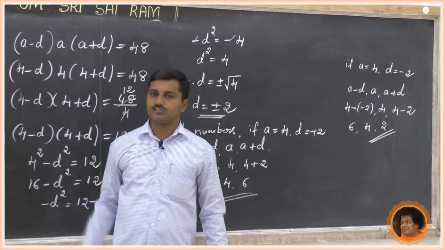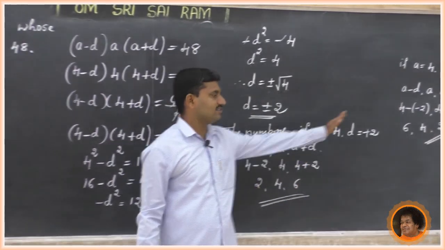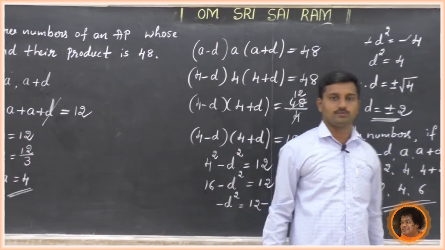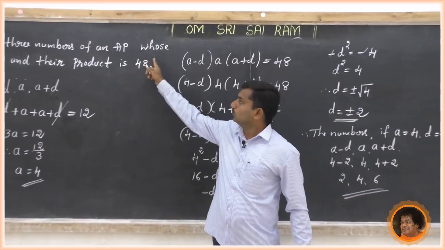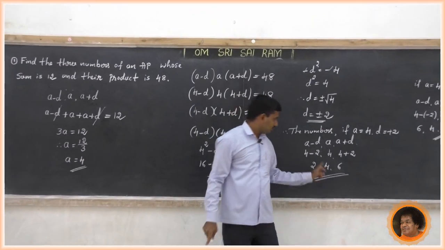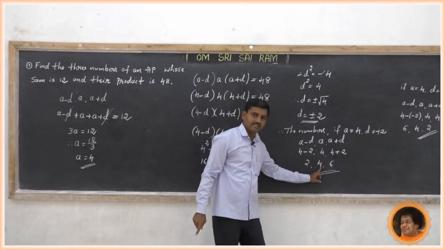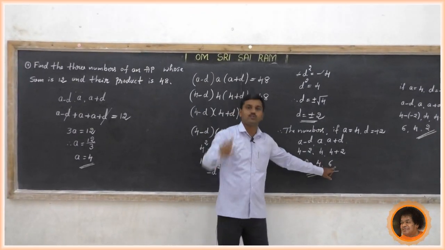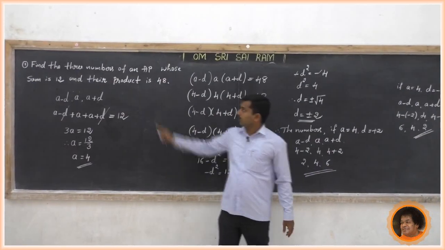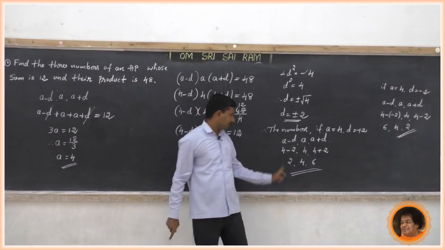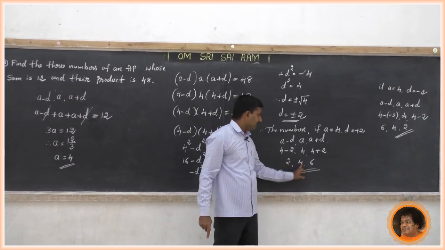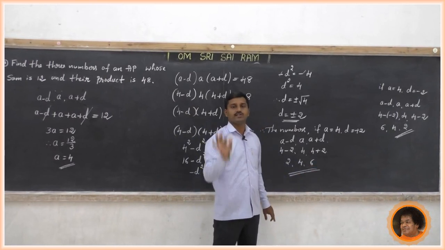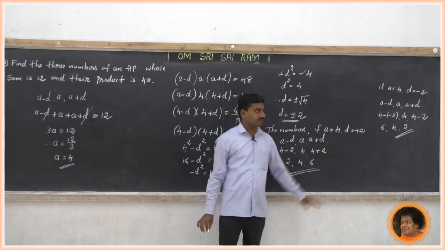Once again go through the question. Check whether the answer is correct or wrong. Find the three numbers of an AP whose sum is 12. So 2 plus 4 is 6, 6 plus 6 is 12. The answer is correct. And their product is 48. 2 into 4 is 8, 8 into 6 is 48. So I think it is clear.